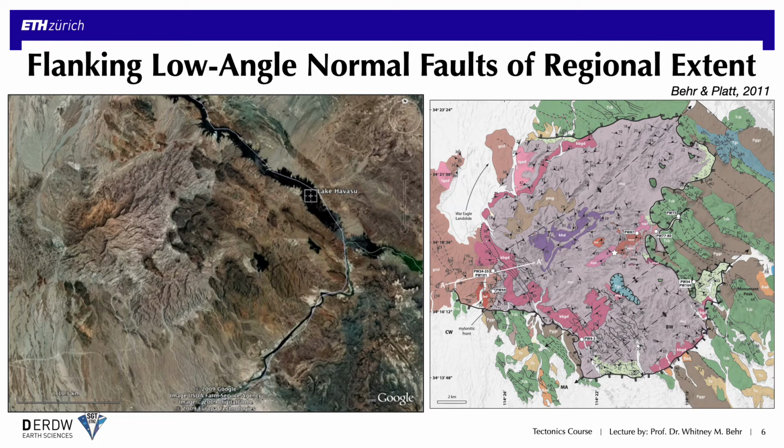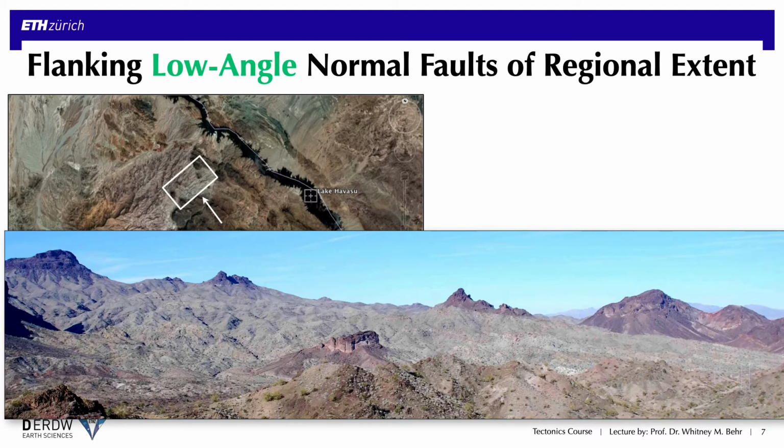The primary structure in the Whipples, though, is of course the flanking low angle normal fault, the Whipple Detachment Fault itself, that, as we talked about in the Google Earth tour, generally bounds the mountain range on all sides and is very shallowly dipping. Here's a view of the Detachment Fault looking toward the northwest. It's this sharp contact in the foreground and the background.